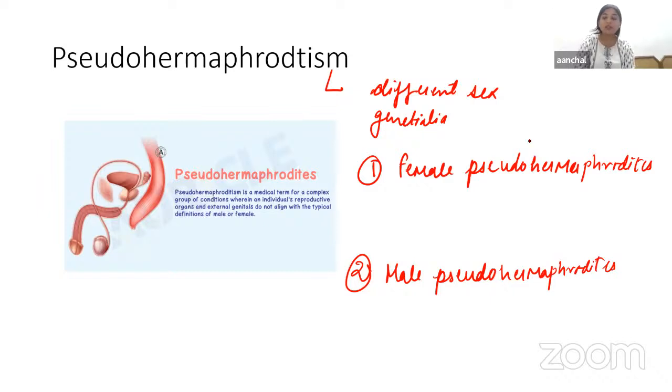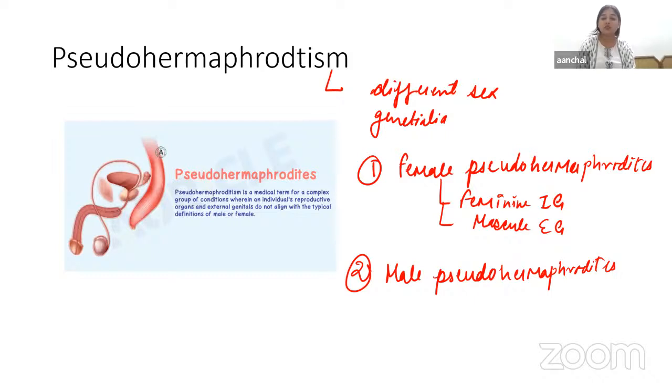So in female pseudohermaphrodite, these are the individuals with feminine internal genitalia, like ovary, oviduct is present, and masculine external genitalia. Okay, like penis is there, testes is there. The chromosomal sex is female, and the syndrome is present due to congenital virilizing adrenal hyperplasia. Okay, so this is female pseudohermaphrodites.